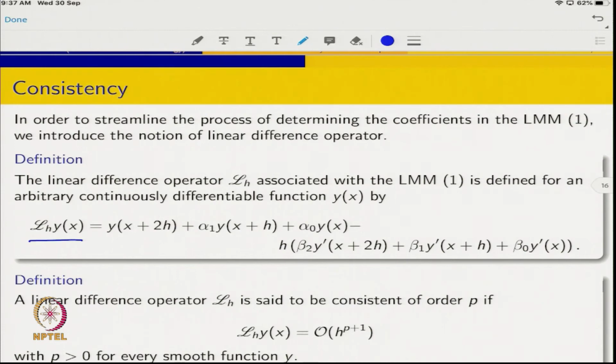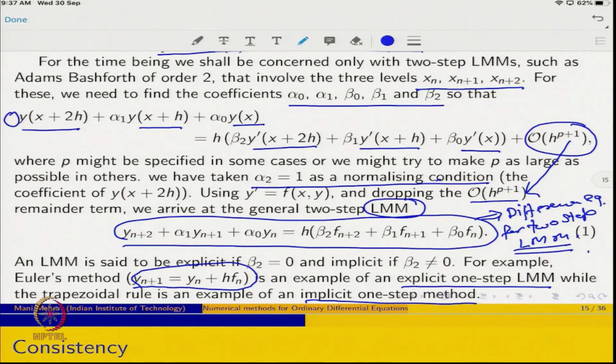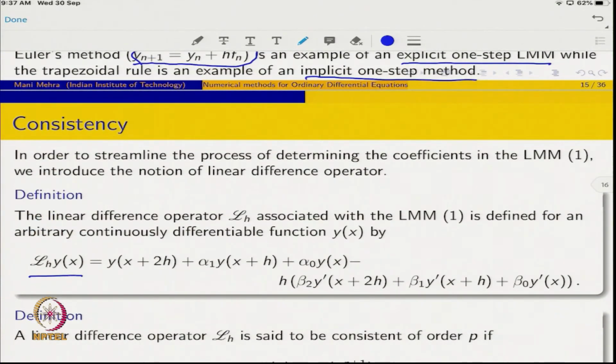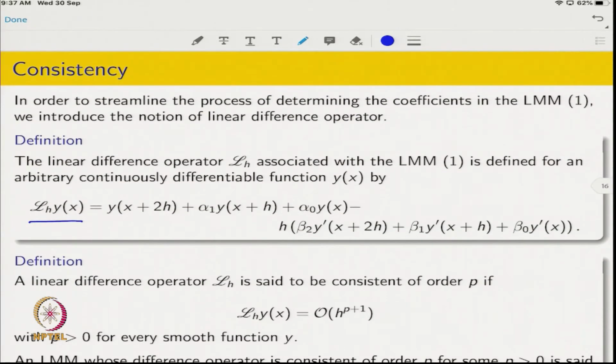L_h y(x). So, what are we doing? We are taking the difference of the left-hand side and right-hand side terms, if you observe this carefully. What should be our expectation from any difference equation? Our expectation should be that the linear difference operator is of order h^(p+1), where p is greater than 0, for every smooth function y, because only if p is greater than 0 can I say that the truncation error tends to 0 as h tends to 0. Only in that case will the difference equation approximate the differential equation.